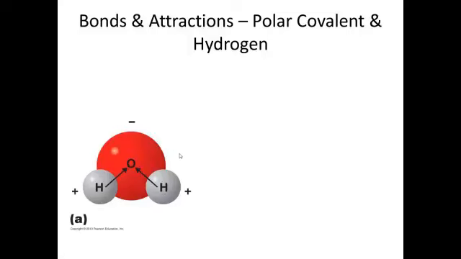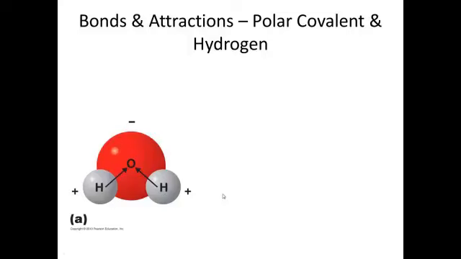Oxygen gets a slight negative charge because the electrons are spending more time around the nucleus of the oxygen, and the hydrogens get a slight positive charge. We call this a polar covalent bond. Think of it as the poles of the Earth. The Earth is a big magnet, and it also has a negative pole and a positive pole.